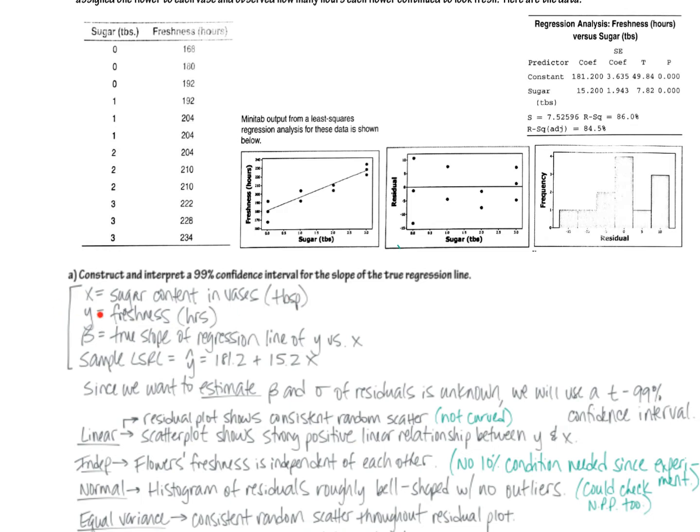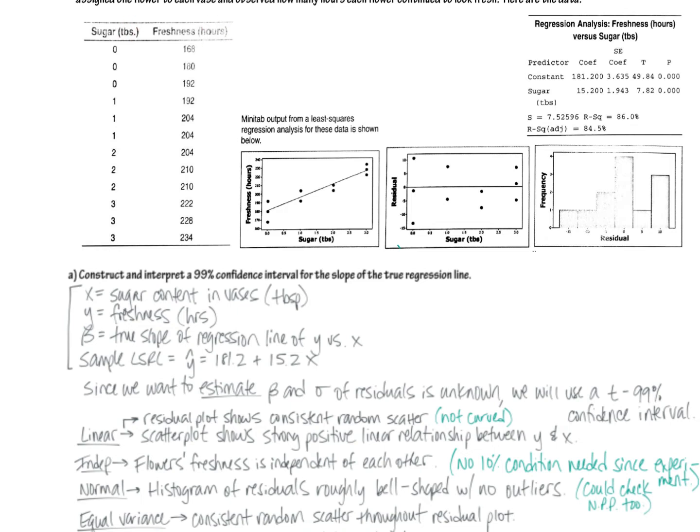Always define the x and the y. So you know that we're looking at an x value and a y value here, and that's what's forming our scatter plot. So you need to define the x and the y. So the x is the sugar content, be as specific as possible. Tablespoons, the y is the freshness that was measured in hours.